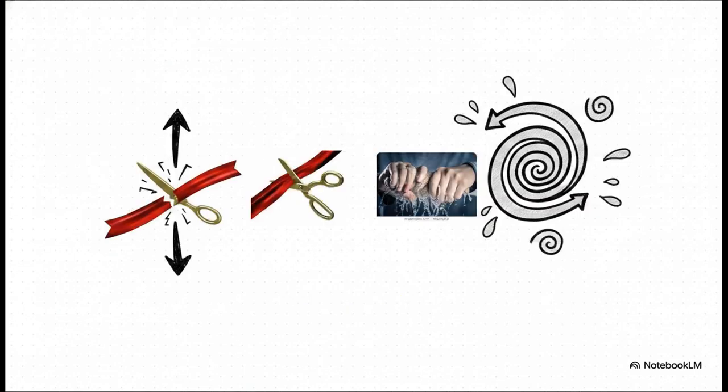But pushing and pulling aren't the only ways to stress a material out. Think about a pair of scissors cleanly slicing through a ribbon. This brilliantly illustrates shear force. It happens when unaligned forces push one part of an object in one specific direction and another part in the exact opposite direction. Or think about wringing out a wet towel. That twisting action, that's what we call torsional force.